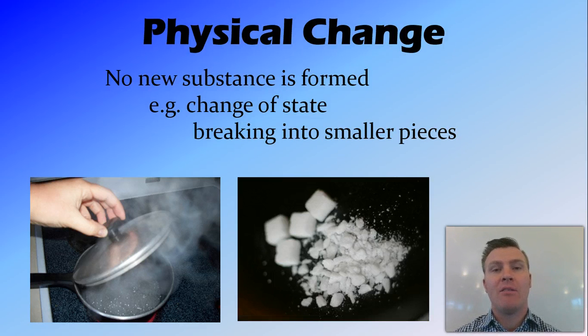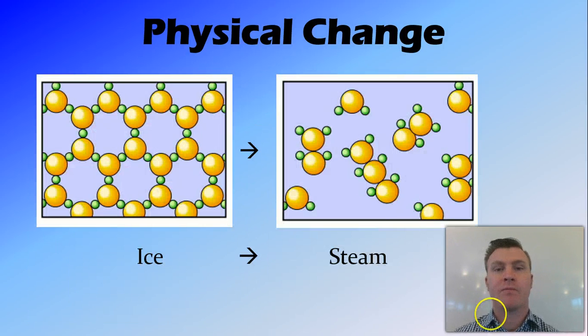Similarly, if you have a substance and you're breaking it into smaller pieces, for example, if you have a cube of sugar and you hit that cube of sugar with a hammer and it breaks into grains of sugar, you've started with sugar and you're finishing with sugar. It looks slightly different because it's undergone a physical change, however, no new substance is formed.